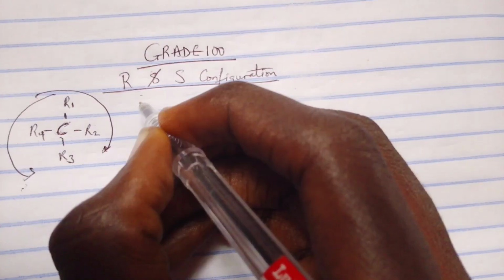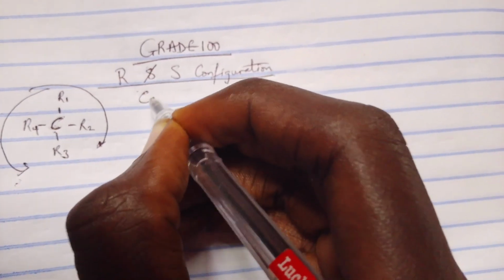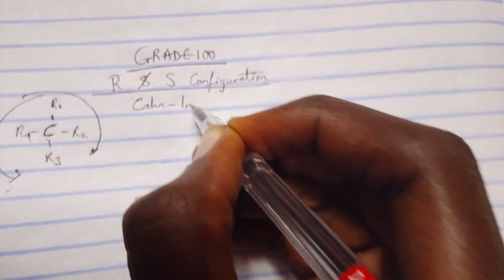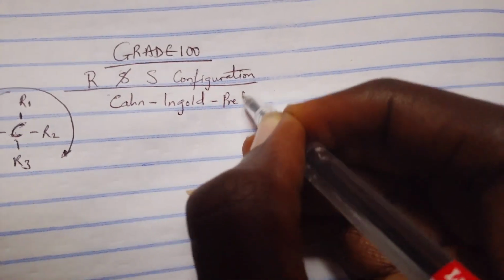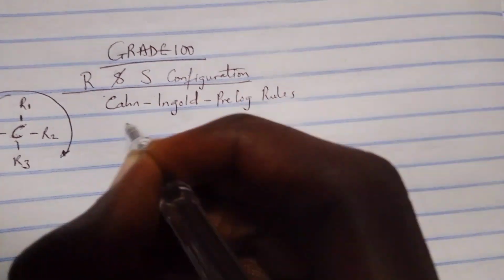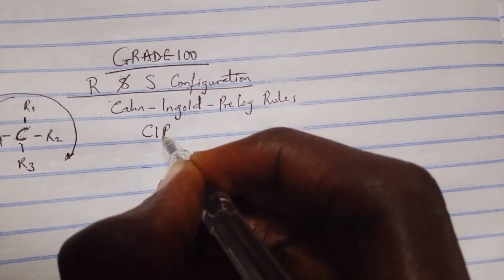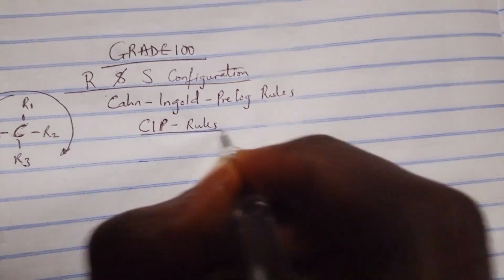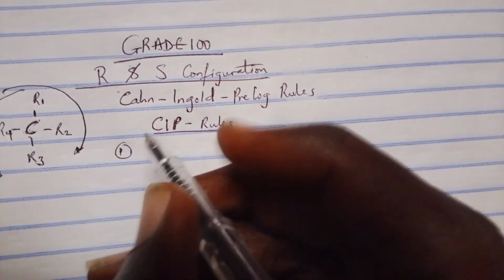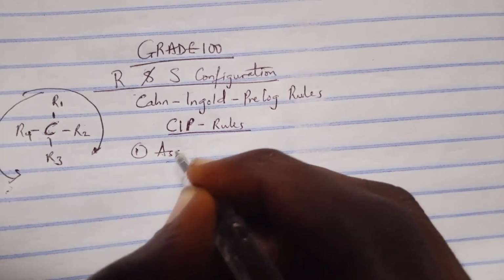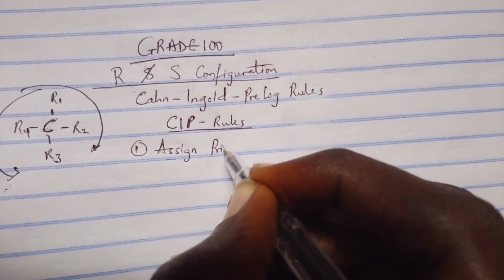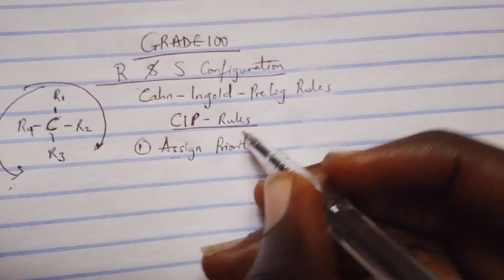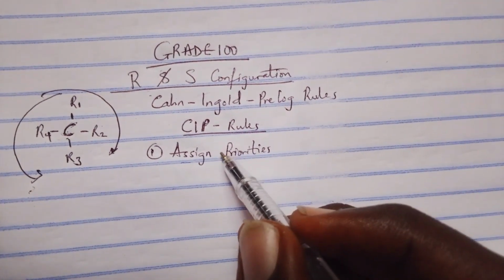This idea is brought about by three scientists, and they came up with rules known as the Cahn-Ingold-Prelog rules, simply known as CIP rules. Now, the first thing we have to know in this rule is the assigning of priorities. That is, how do you know the one with the highest priority?